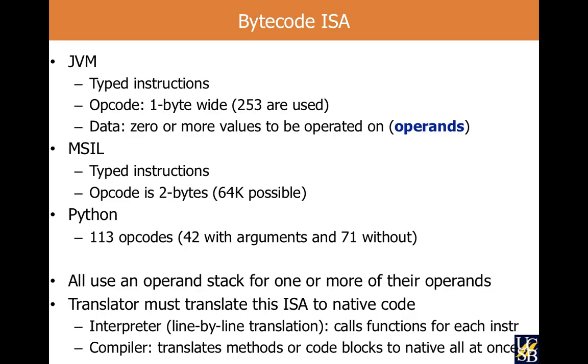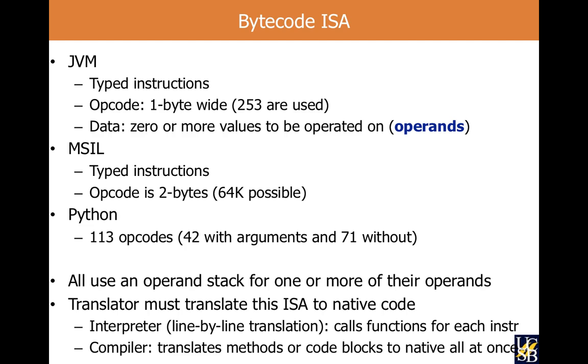Just again to give you a feel of the Java virtual machine bytecode instruction set versus others, the JVM bytecode is typed instructions. Each opcode is 1 byte wide. That means there are 256 possible opcodes, 253 of which are used. The operands, there can be 0 of them, there can be none of them, like add, and they can have more. So the instructions are variable.